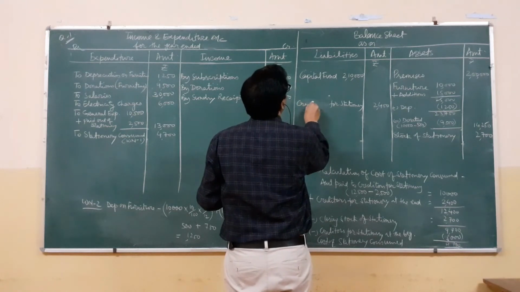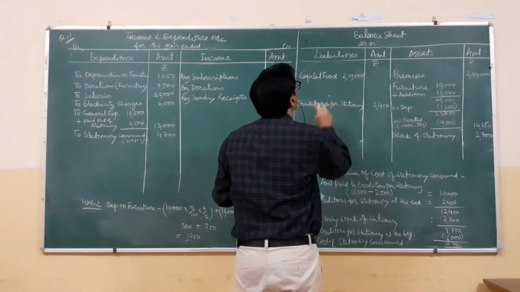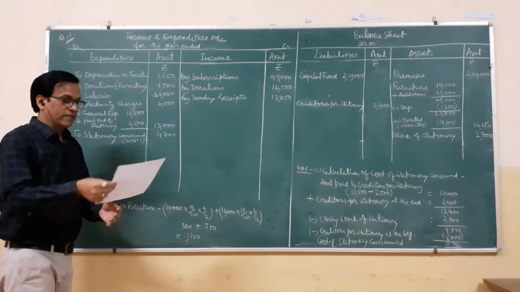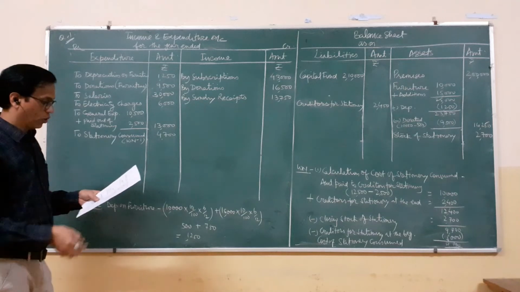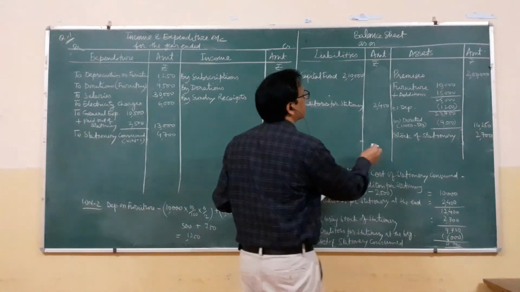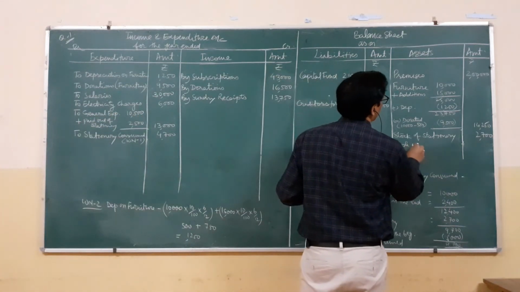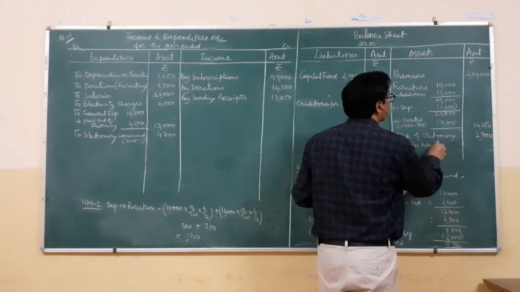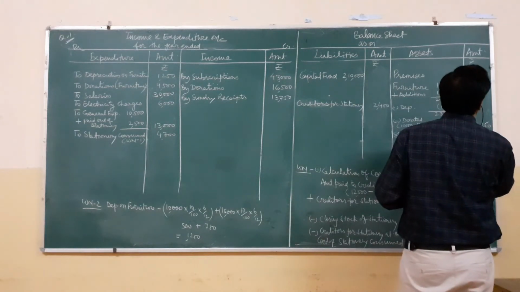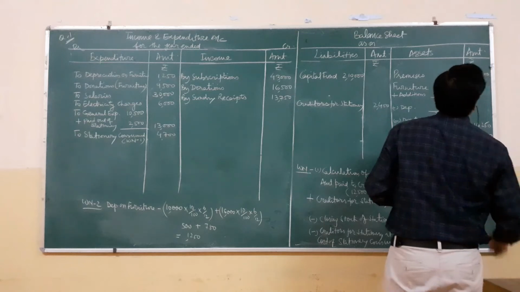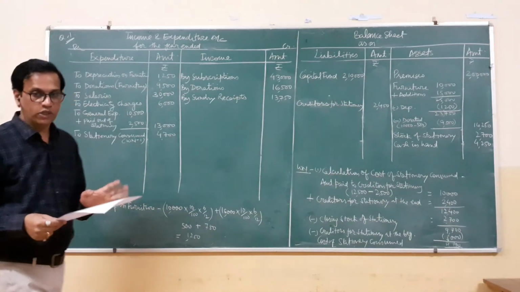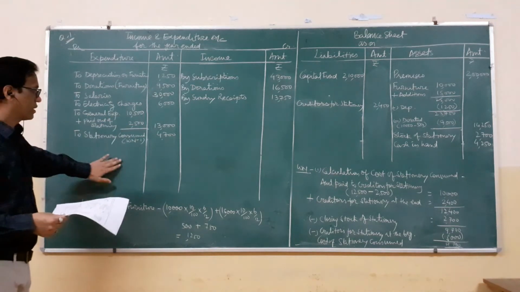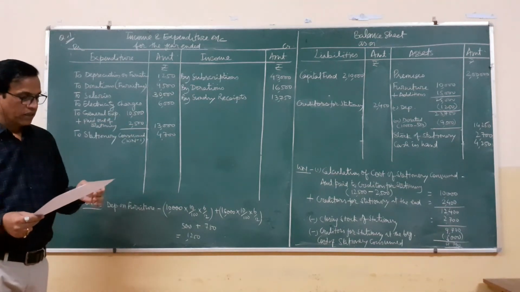Creditors for stationery we have already taken. Then what is left? Amount left is closing balance. So balance carried down is cash in hand. Asset side item it is 4,250. We will check again if something is still to be taken. After that we will calculate surplus or deficit.